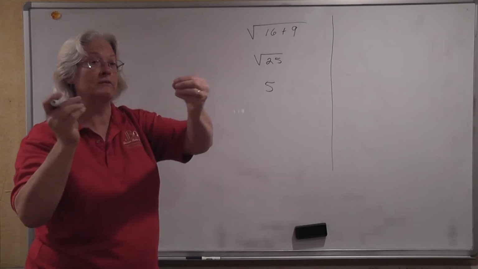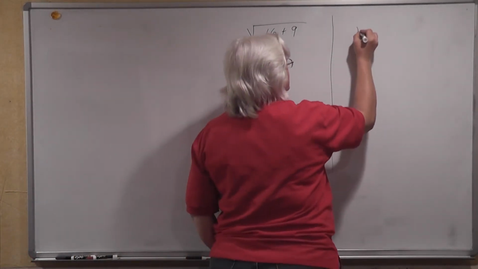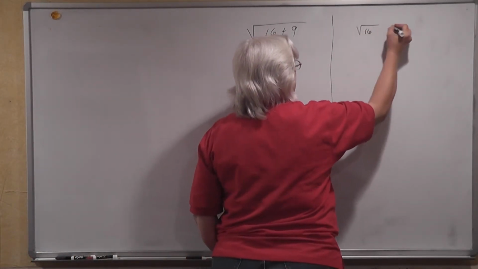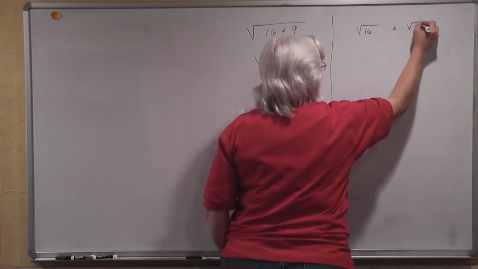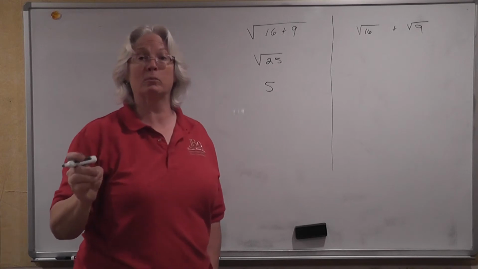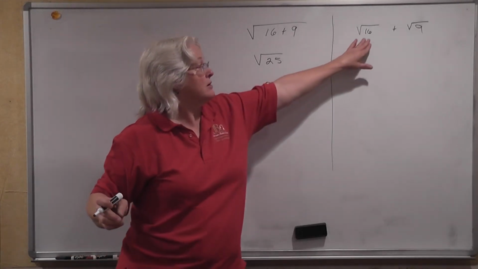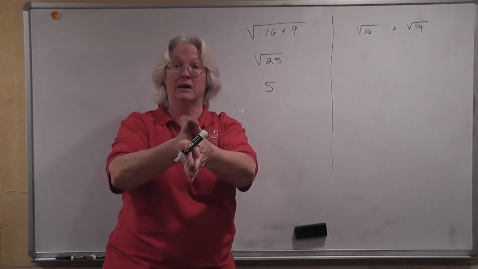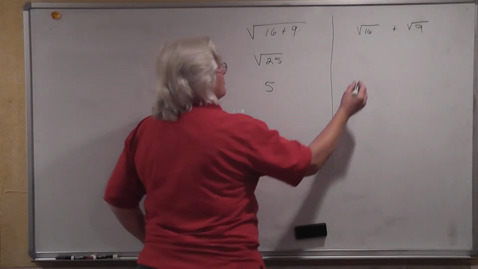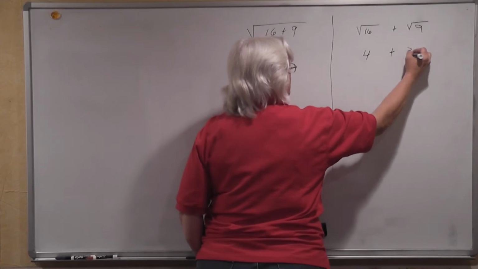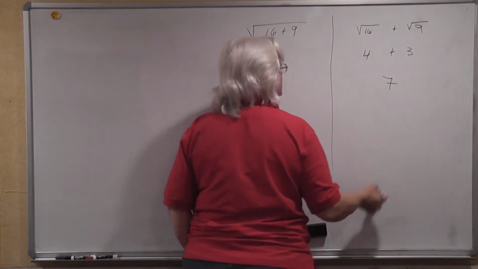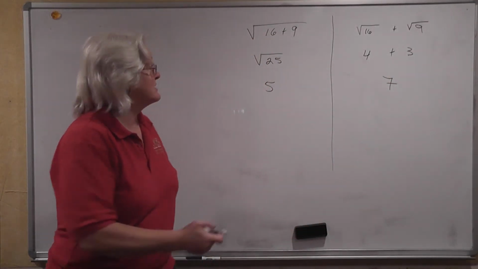Now, if this had been different, if this had been the square root of 16 plus the square root of 9, we have a totally different problem. Here they're saying what number multiplied by itself is 16. 4 times 4 is 16, so this becomes 4 plus 3, because 3 times 3 is 9. We have a result of 7.